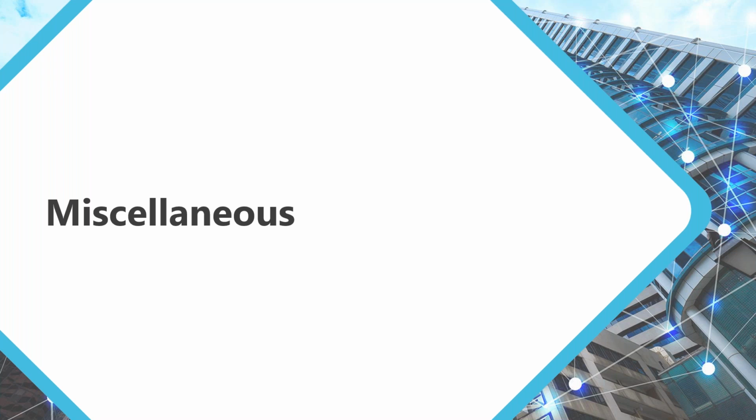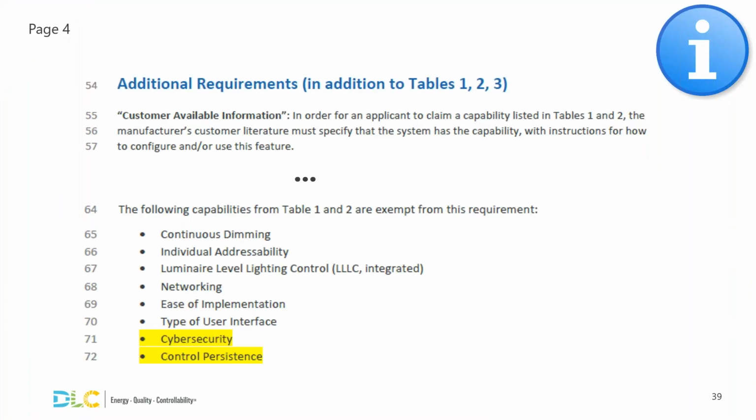Those were the 2 main topics, and here are a few other changes. One change was for the customer available information to add exceptions for cybersecurity and for control persistence. While some aspects of cybersecurity may be customer facing, there are many aspects that are hidden from the customer and more relevant to development of the product. And also control persistence is a function that pretty much occurs automatically without the need for any intervention by the user.